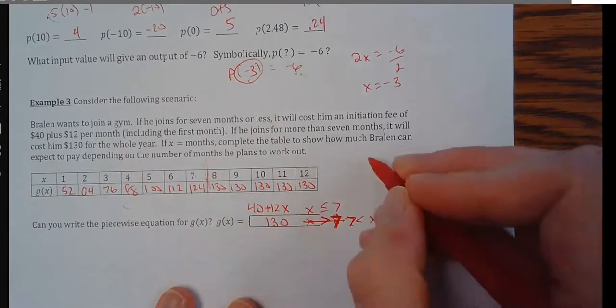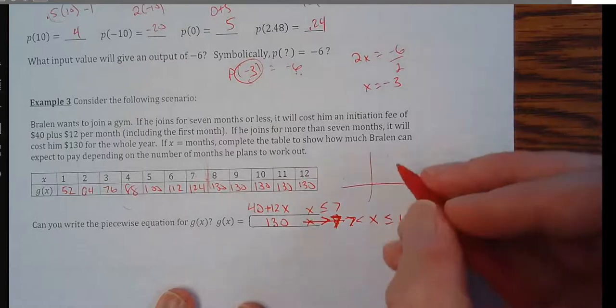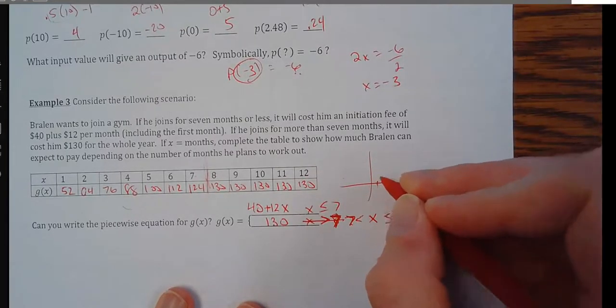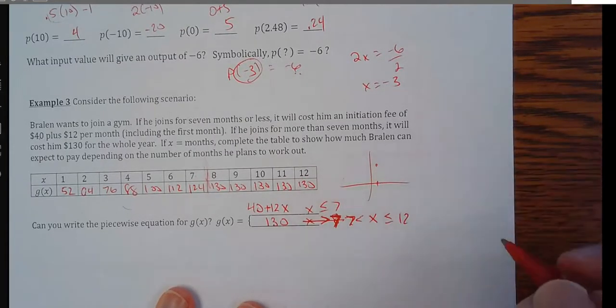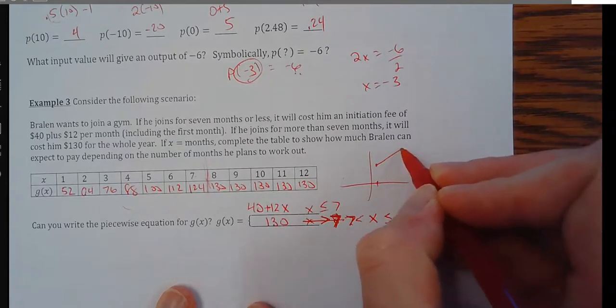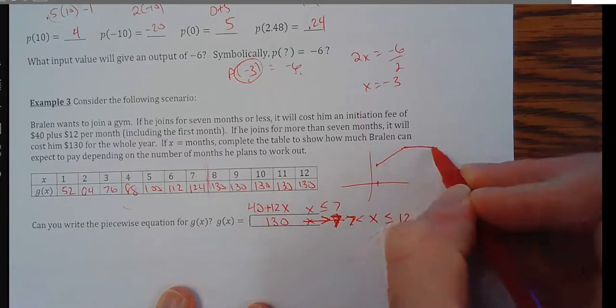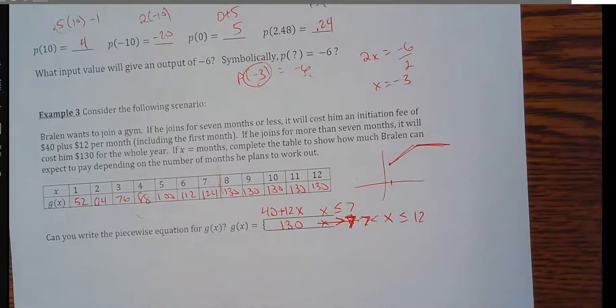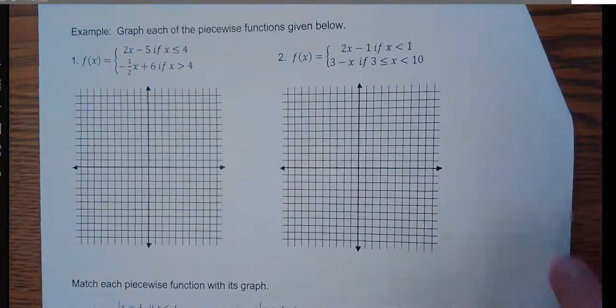So if you're going to graph this guy, and again, I'm not going to be super specific here, but for the first month, you're going to pay $52, and it's just going to keep going up and up and up and up. But if you made it to 8 or more months, it would flatline. So there's 2 pieces to that. Okay, so backside, let's look more at graphing here.